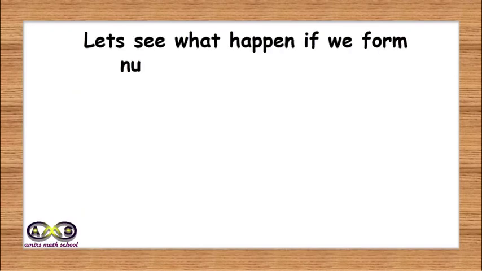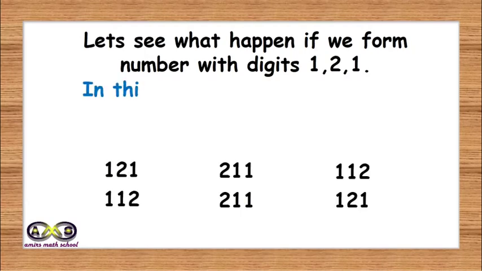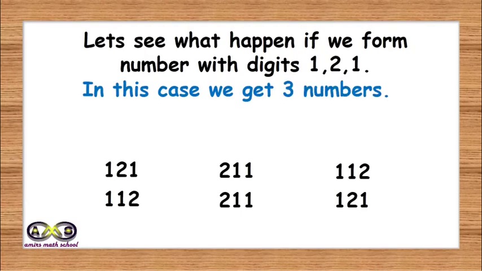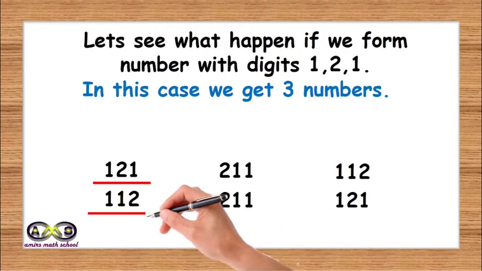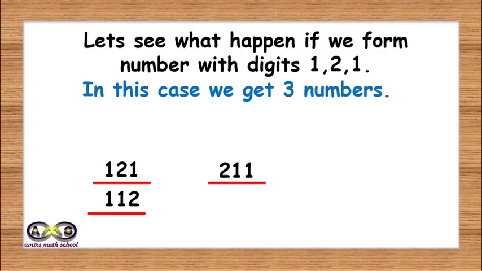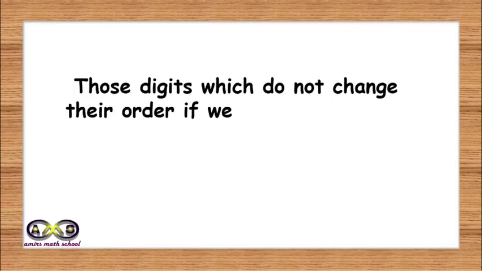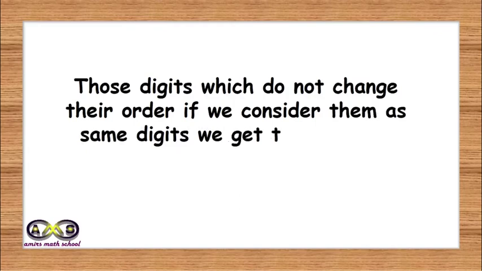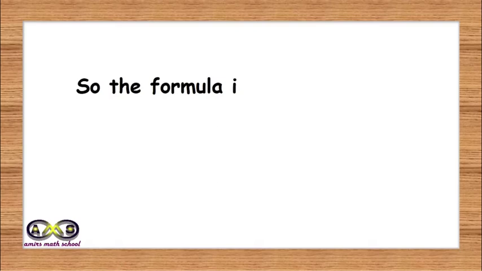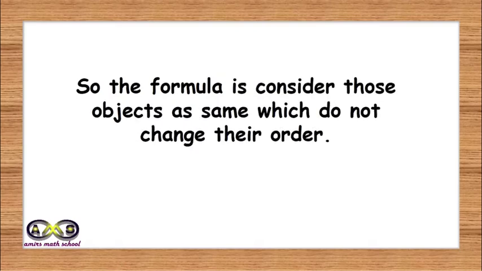Let's see what happens if we form numbers with digits 1, 2 and 1. In this case, we get 3 numbers, that is 1 2 1, 1 1 2 and 2 1 1, which is equal to the previous result 3. Those digits which do not change their order, if we consider them as the same digit, we get the required result. So, the formula is: consider those objects as the same which do not change their order.